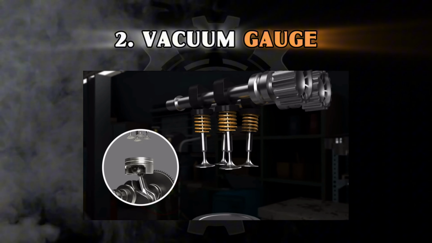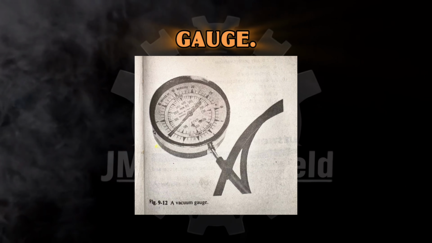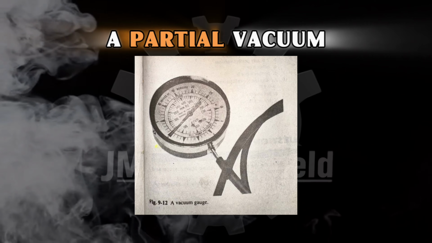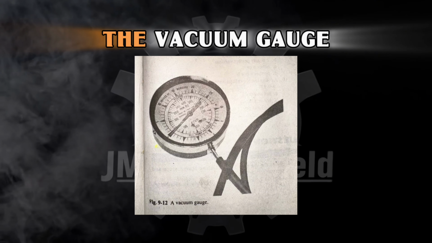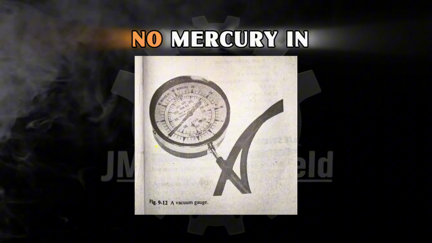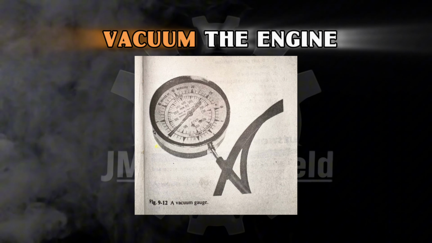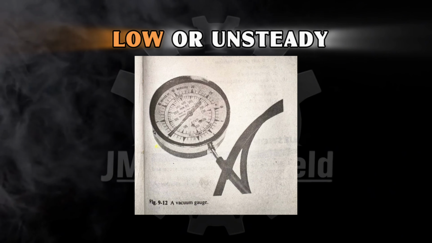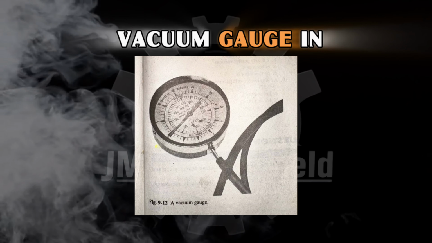2. Vacuum gauge. The vacuum gauge, figure 9-12, is a type of pressure gauge. It measures the pressure in a closed space and compares it with atmospheric pressure. A partial vacuum exists if the pressure in the closed space is less than atmospheric pressure. The vacuum gauge reads in inches of mercury. However, there is no mercury in the gauge. When connected to a running engine, the vacuum gauge shows how much vacuum the engine is developing. This is an indication of engine condition. For example, a low or unsteady reading indicates engine trouble.